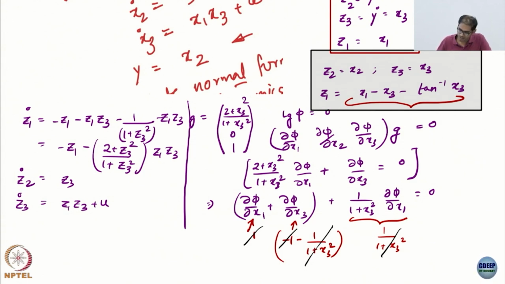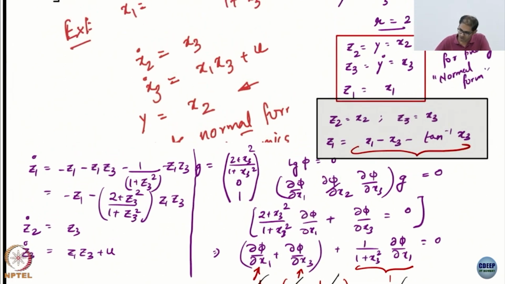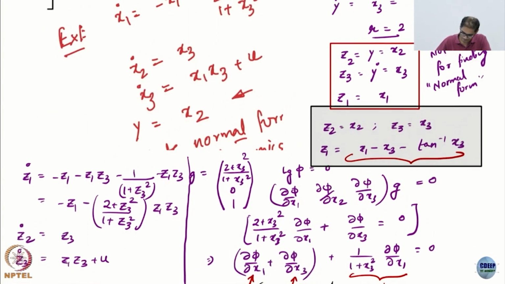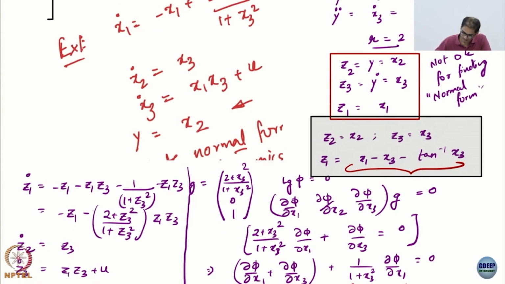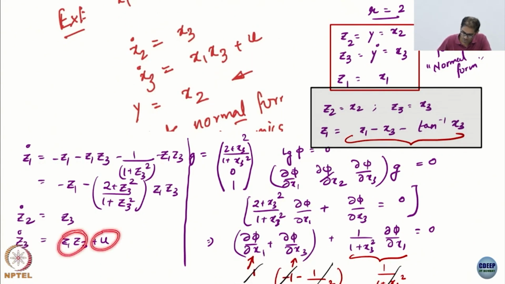One thing that's obvious to me is that this entire equation has only x1 and x3, so I don't need the phi to depend on x2. My phi doesn't have to depend on x2 because it is playing no role in this equation. So phi is only a function of x1 and x3, is all I know. I think this is what works fine. And if I choose this funny looking coordinate, I get z1 dot as this, z2 dot as z3, and z3 dot as this, z1 z3 plus u.